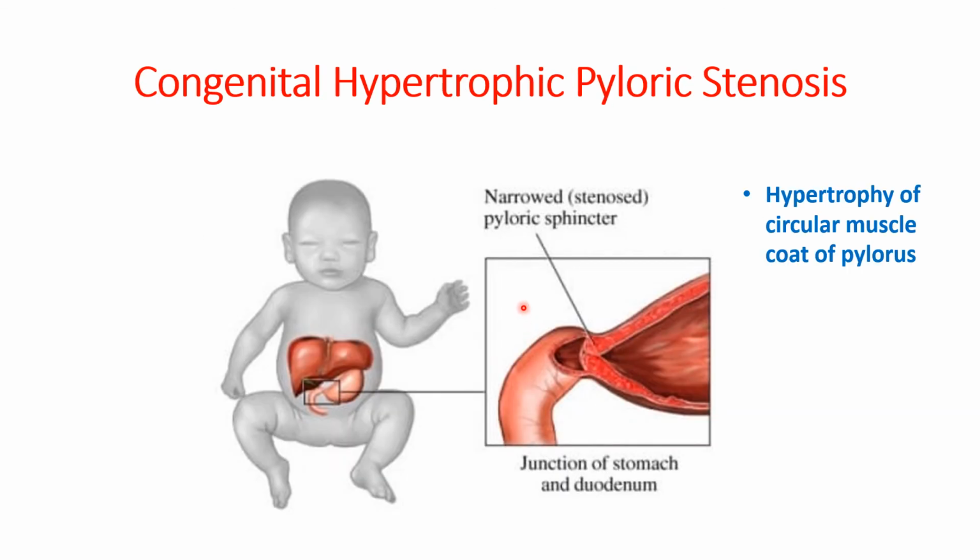The anomaly associated with the stomach is congenital hypertrophic pyloric stenosis. Over here, this is the pyloric part. There is hypertrophy of the circular muscle coat of the pylorus, leading to narrowing of the pyloric sphincter. Because of this, it is difficult for the contents of the stomach to pass through the pylorus, resulting in vomiting by the infant.